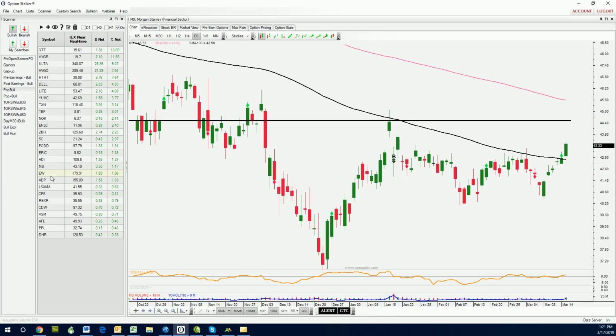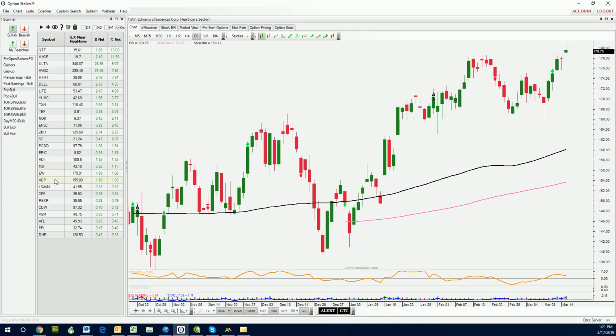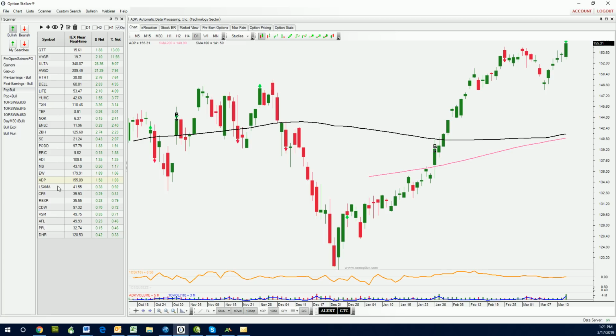Keep going down. EW, didn't see much I like there. ADP, nice horizontal breakout, not great volume. Excuse me, good volume. We see that spike right here, but not great relative strength. So it's pretty much been following the market.